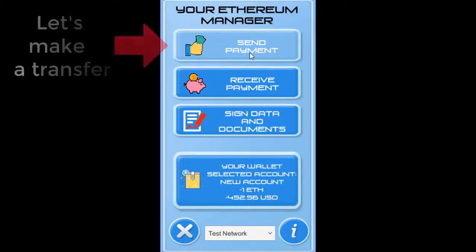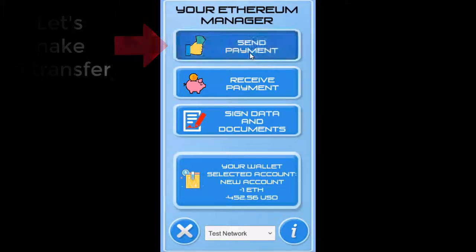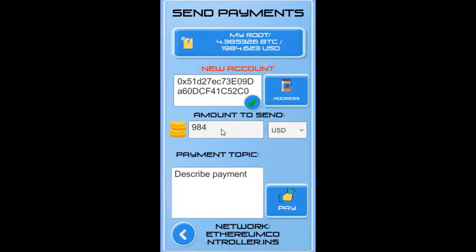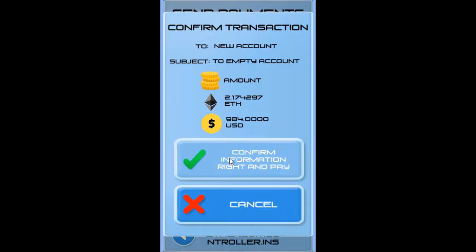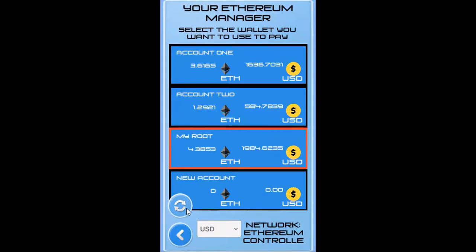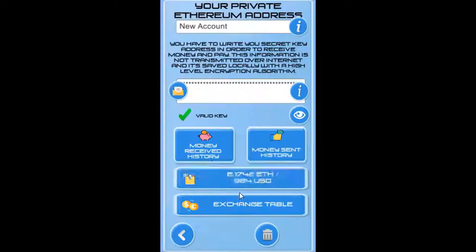One of the main differences is when you do a transfer. Instead of being responsible for setting up the fee amount to pay to the miners, this amount is defined by the network. Once the transfer has been completed, you will be able to check it out in the history of the account.